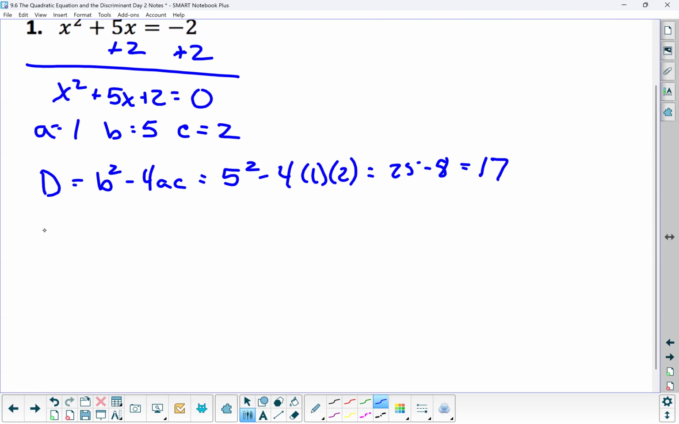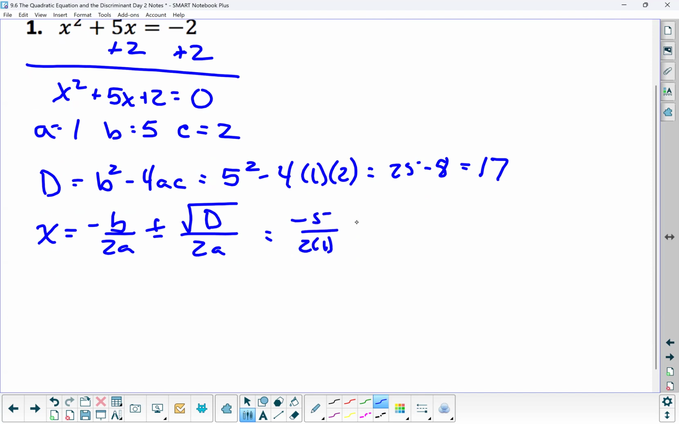Next, plug into the quadratic formula. Opposite of B over 2A plus or minus the square root of D over 2A. So the opposite of 5 over 2 times 1 plus or minus the square root of 17 over 2 times 1.